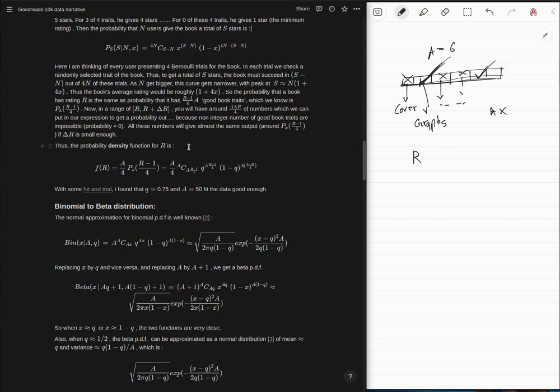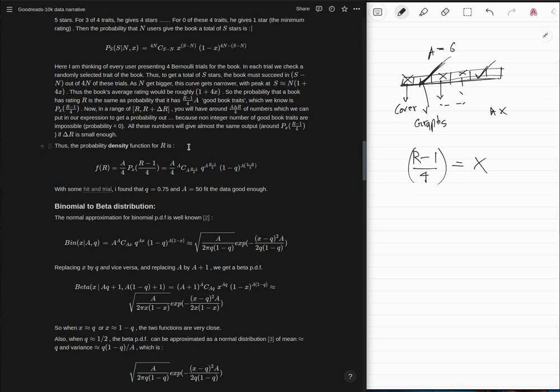Average rating on the site minus 1, because that's the minimum, upon 4, because the range is now 0 to 4. R minus 1 belongs to 0 to 4. That's why upon 4. So its average rating minus 1 upon 4 is in fact what X is. It's the fraction of good book traits it has.